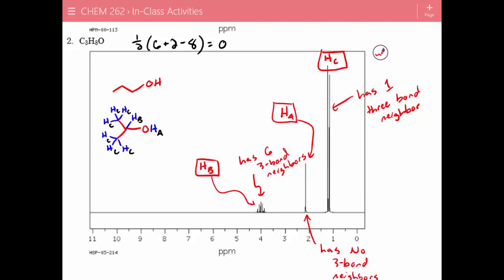And then alcohols. Why do you think alcohols show up in such a wide range? H bonding, right? Hydrogen bonding screws with spectroscopy, because it depends on how well it's hydrogen bonding with neighboring solvent molecules. So the reason it shows up in all these different areas is because it can have different hydrogen bonding neighbors, and it's a very unreliable peak. Anytime you have a peak that hydrogen bonds, it'll show up in a variety of different locations. It's not a good diagnostic tool.